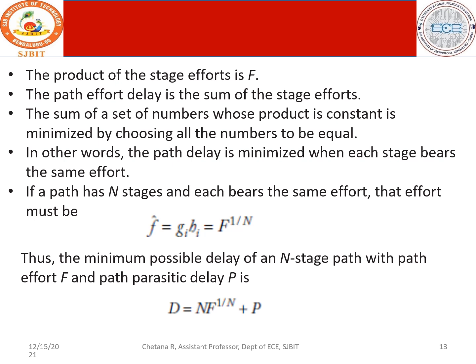Okay, now we have to calculate the stages. If a path has n stages and each bears the same effort, the effort is calculated using the formula f equals gihi, which in turn is given as capital F to the power of 1 by n. Thus, the minimum possible delay of an n-stage path with path effort F and parasitic delay P is obtained when you substitute the f value with F to the power of 1 by n, where n is the number of stages. So the entire delay is calculated as n into F to the power of 1 by n plus P.